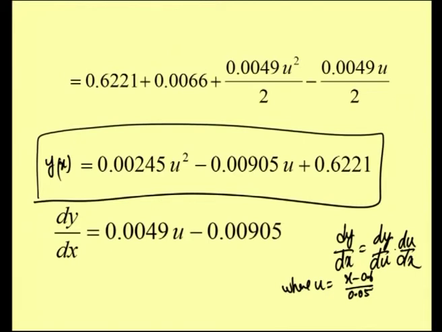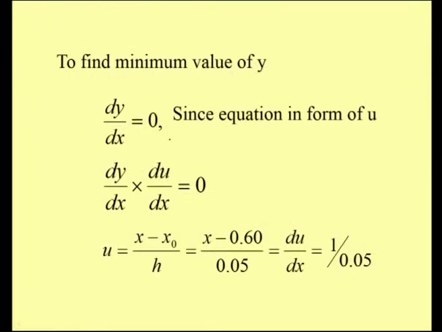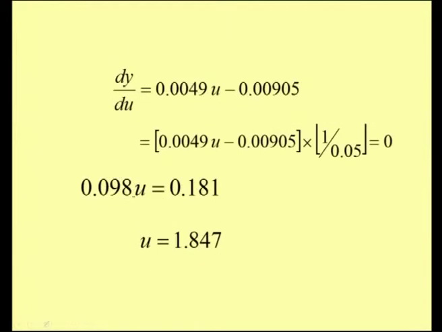So, it is 1 by 0.05 into the differentiation of this with respect to u. The differentiation of this with respect to u is 0.00245 times 2u, which is 0.0049 u, minus the differentiation of u, which is 1, and this term becomes 0, giving 0.00905. Equate it to 0, and we get 0.098 u equal to 0.181, so u is equal to 1.847.